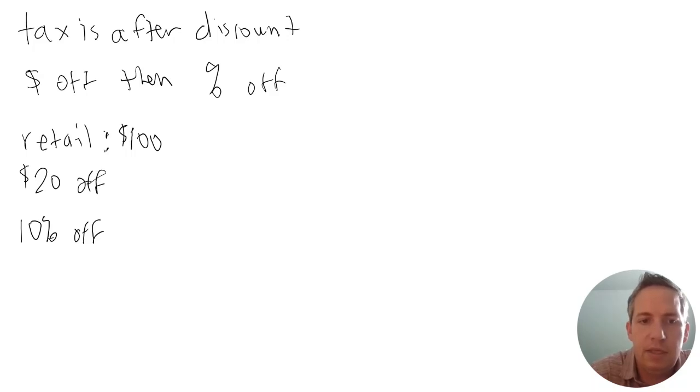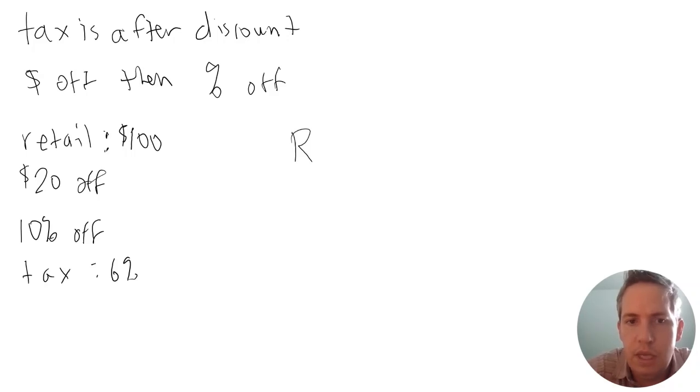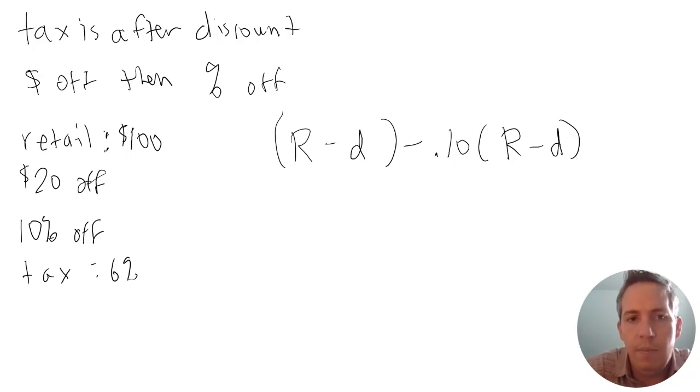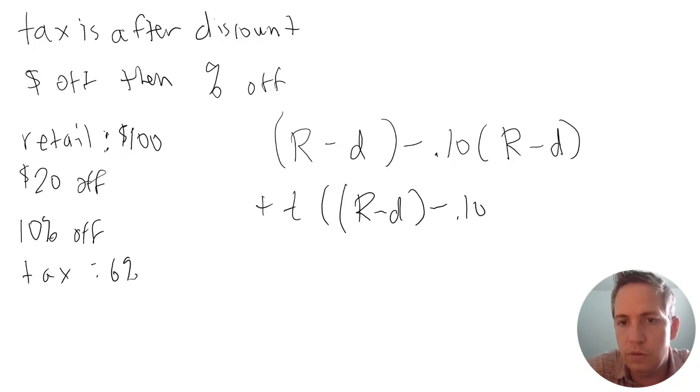And then let's say tax is 6%. And again, we said that that's going to be after the discount. So when I'm trying to build the formula, what I'm going to do is take the retail value, subtract the $20, subtract the discount, okay? Then I'm going to take 10% off of that. So I'm going to subtract 10% of that. But then I'm going to add the tax to that whole thing. So then I'm going to add the 6%, but the tax is after the discount. So it's the tax multiplied by the new price. So it's R minus D minus 0.10.